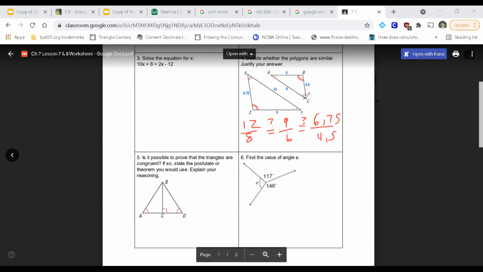So what you need to do is, in a calculator, actually divide each of those fractions. Tell me what decimal they are. If all 3 agree, yes, they're similar. If even one dares to disagree with the others, not similar. So like 12 divided by 8 is 1.5. If these other 2 are also 1.5, then it's similar. If even one is not 1.5, then those are not similar triangles.